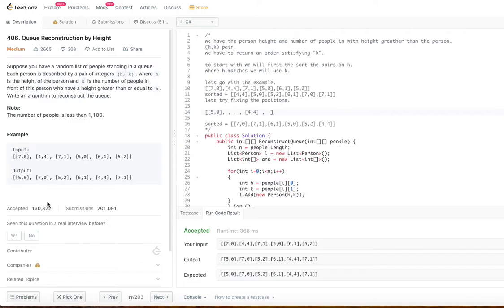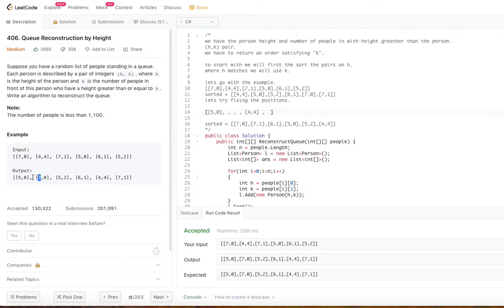So let's go and examine the output first. So 5, 0. That means this person's height is 5 and there are 0 people whose height is greater than or equal to 5 in front of him. Correct. That means this is the first person. And then 7, 0. So there is one person in front of him, but what we are saying is his height itself is 7 and the number of people whose height is greater than or equal to 7 is 0. So these two people have zeros, but the definition of k is what? Greater than or equal to h. So this 0 is in context with 7.